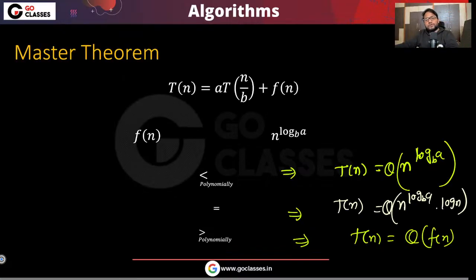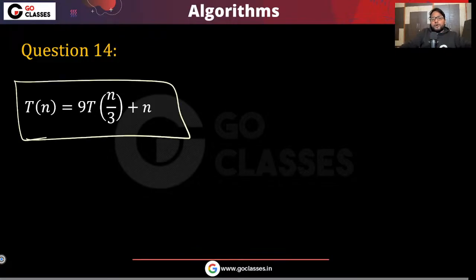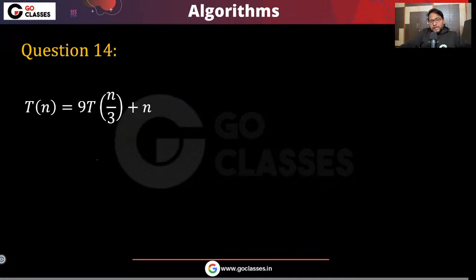Now, should we solve the questions? Let's just quickly solve the question. This is question number 14, and let's try solving it. They are saying that this is the recurrence that you want to solve. Now what you will do is write the function on the left side. What is the function here? And n power log base b a. What is b? This is 3, right? This is 3 and a.